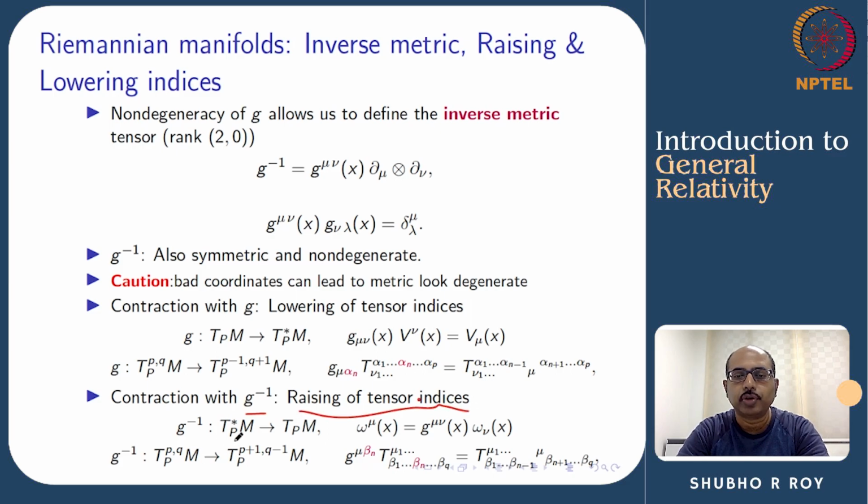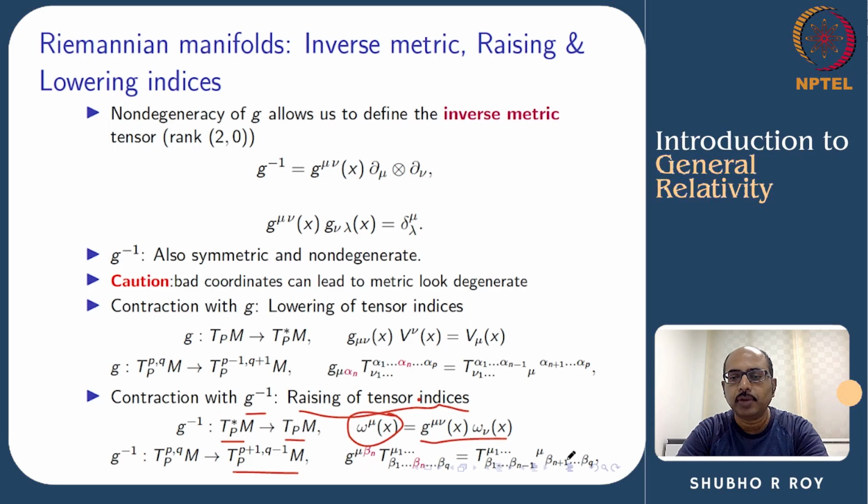Now this will convert a covector into a vector, and this is the formula for that. As you can see, you start with a covector, you contract with the inverse metric, and you end up getting something with an upper index, which is nothing but a vector. And you can repeat that same thing for a general P, Q rank tensor. Once you contract with the inverse metric, you end up getting another tensor, except its contravariant rank is augmented by 1 and covariant rank is diminished by 1.